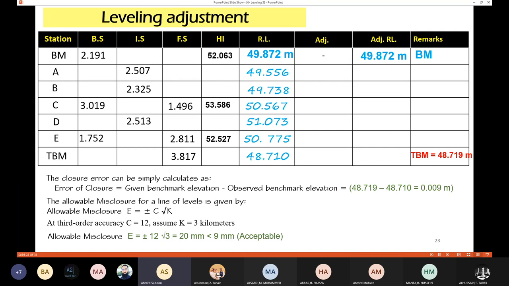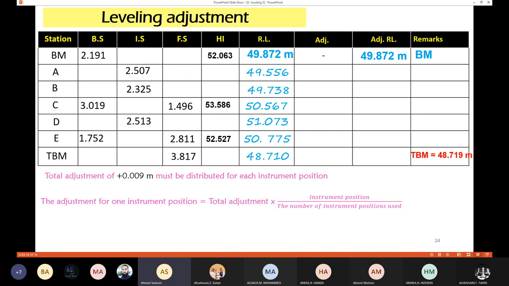So how do we determine the value of adjustment for each and every station? In this example, the total adjustment is 9 millimeters or 0.009 meter. And this value should be distributed over each instrument position. How many instrument positions do we have here? We have 3 instrument positions. The first position started here and finished there. The second position started here and finished there. And the last position started here and finished here. So we have 3 instrument positions.